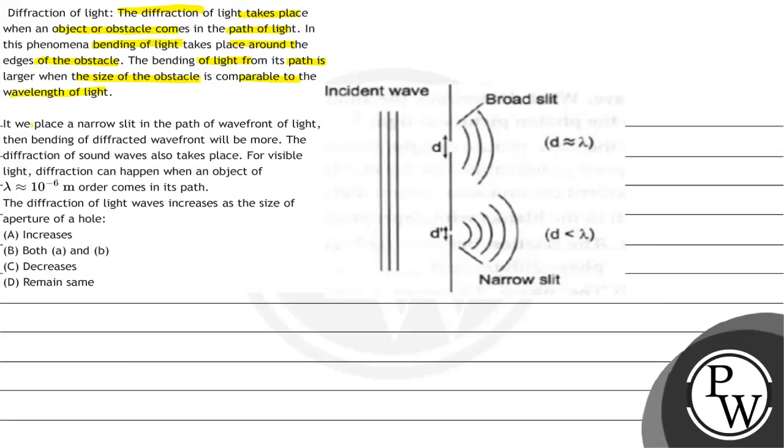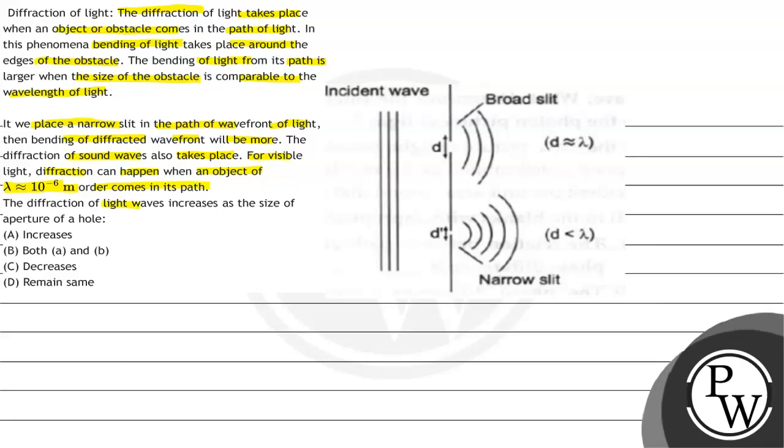light. If we place a narrow slit in the path of the wavefront of light, then the bending of the diffracted wavefront will be more. The diffraction of sound waves also takes place. For visible light, diffraction can happen when an object of wavelength comparable to the order of 10 to the power minus 6 meter comes in its path.